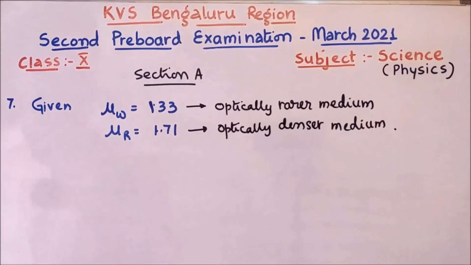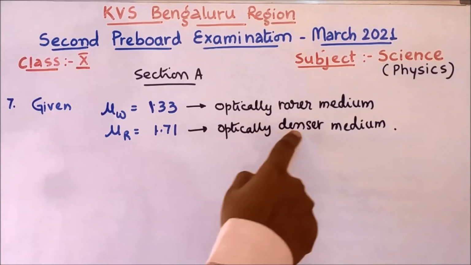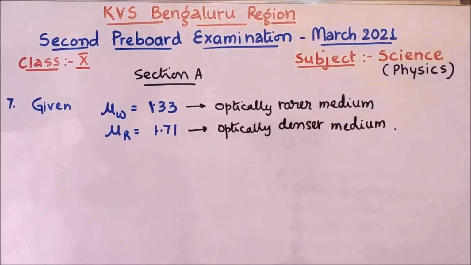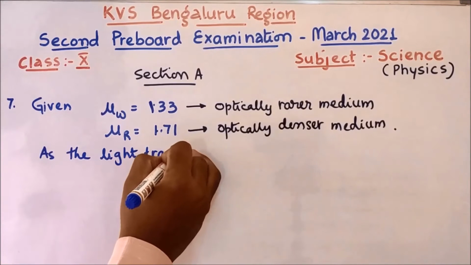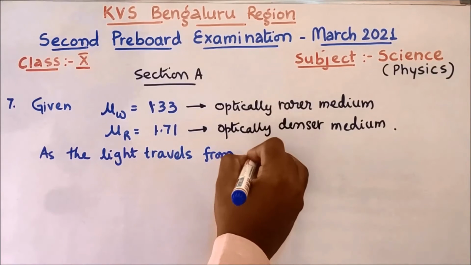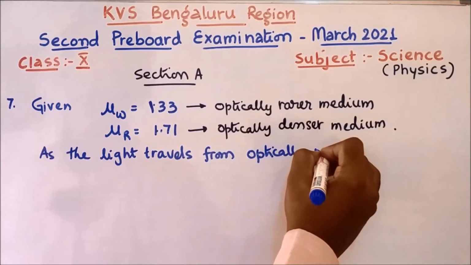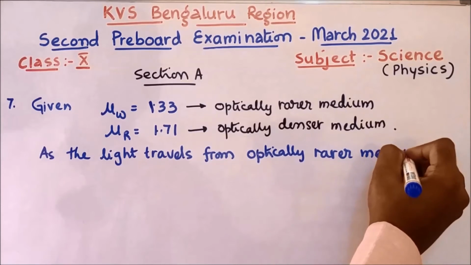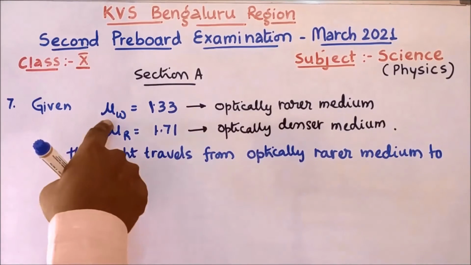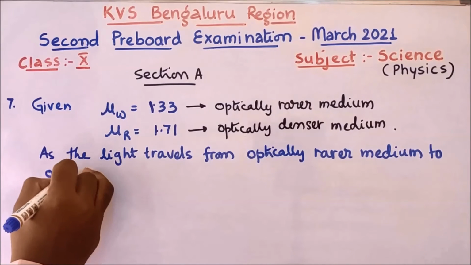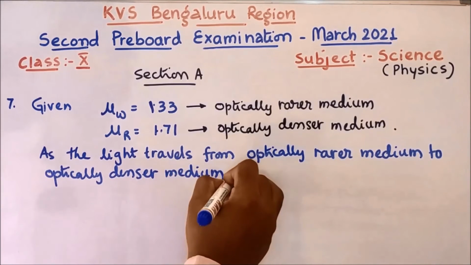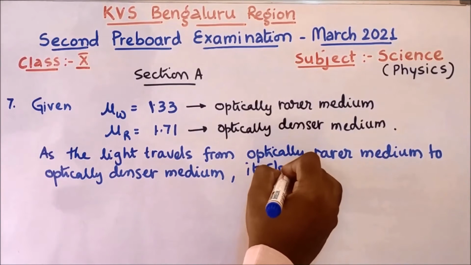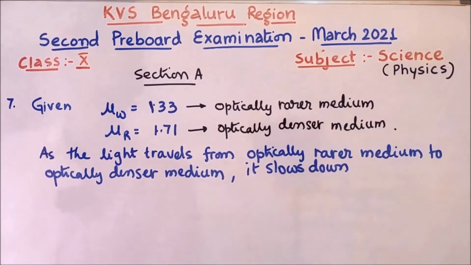By just saying the refractive indices, you can tell that the more the refractive index, the denser the medium. So what is the concept involved here? As the light travels from optically rarer medium, here we have water, to optically denser medium, that is ruby, it slows down. And what is the consequence of this?